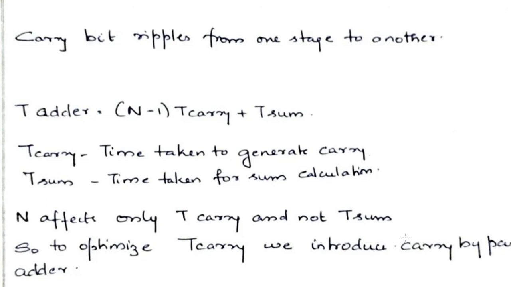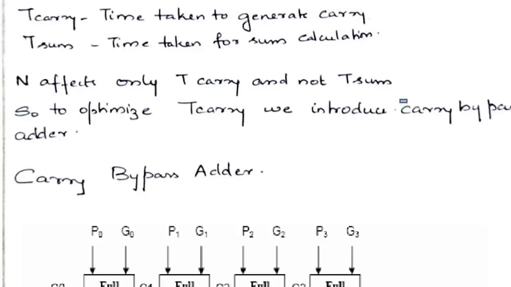That's what is most important here: the number of bits affects only the carry part and not the sum part. So we have to reduce the dependency that T carry has on N. That's where we introduce the carry bypass adder.